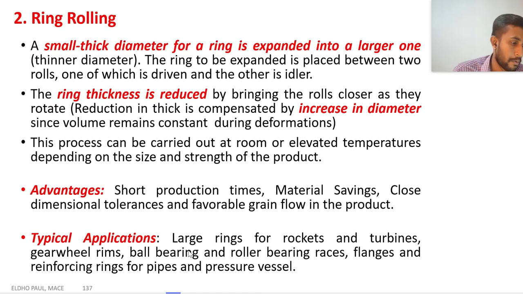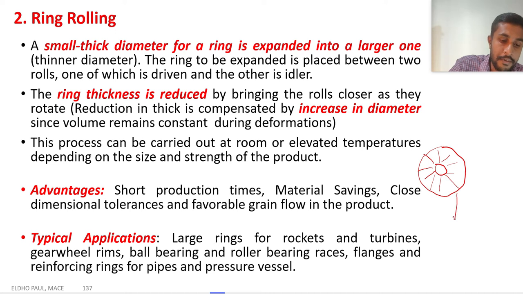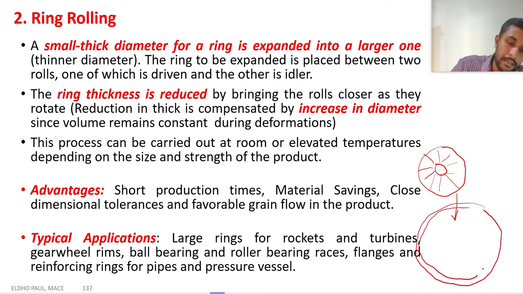Next one is the ring rolling process. Different types of rings are used in different applications, and we can produce them using rolling operations. In ring rolling, a small ring with a thick wall is expanded into a larger one with a thinner wall. Here our workpiece is a thick ring. This will be the workpiece material used for ring rolling, and after the ring rolling process, we got a ring with a larger diameter and lower thickness.